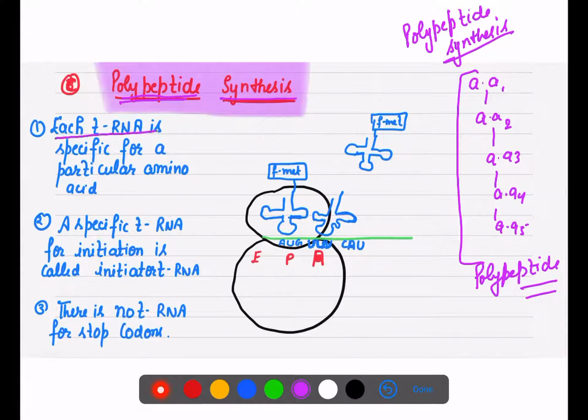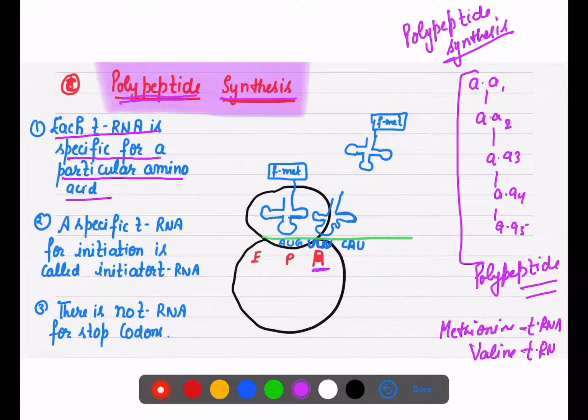Each tRNA, we said, will come here at the A site, and that A site receives the amino acid. So each tRNA is specific for a particular amino acid. Suppose methionine, it will have its own tRNA. Valine, it will have its own tRNA. So every code of amino acid has its own tRNA, except the stop codons.